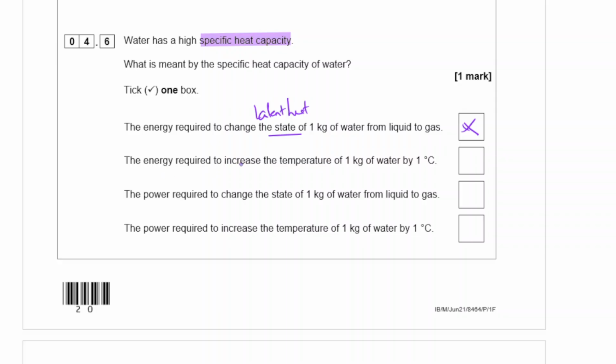The energy required to increase the temperature. Yes, increase the temperature of 1 kilogram of water by 1 degree Celsius. That is correct. Let's get rid of this to avoid any confusion. It is nothing to do with the power as well.